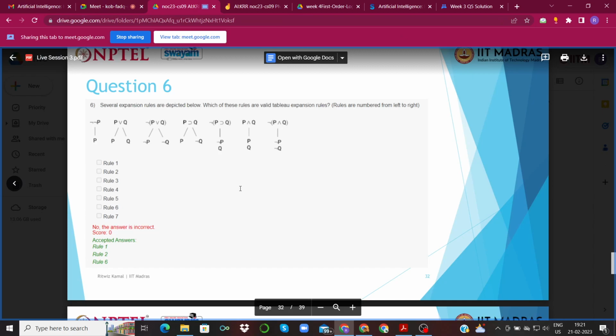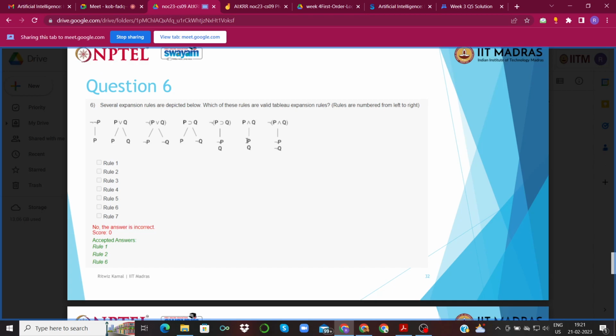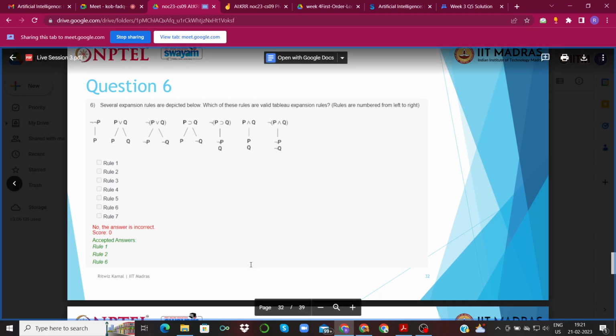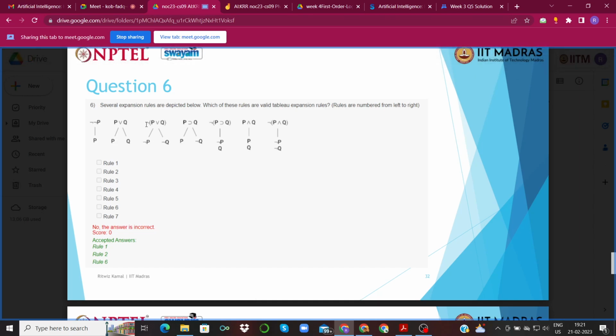This is also pretty straightforward. Rule 1 is correct because not of P implies P. Rule 2 is correct because P or Q implies P or Q. And rule 6 is correct because, okay, which one is rule 6? P and Q implies P and Q, right? These expansions are correct. The others are wrong because let's take one example, the third one. Not of P or Q, if we expand this, would be not of P and not of Q. So we can't expand it as an or that is depicted over here, right? So the third one is incorrect.